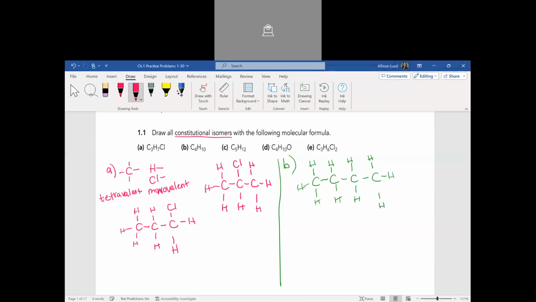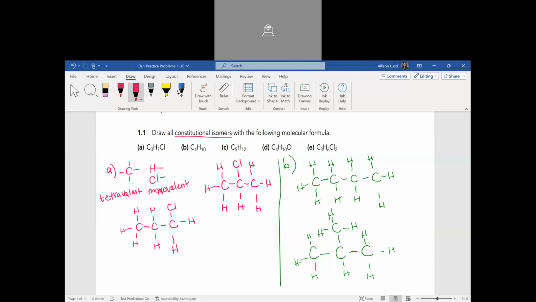This is an unbranched linear hydrocarbon chain, but we can have some branching, right? So we can have one of those carbons come off the side here, and then we'll have a 3-carbon chain with a methyl substituent or methyl side chain. So that's our second constitutional isomer, right? And we'll make sure we have 10 hydrogens in both. It will be this structure here.